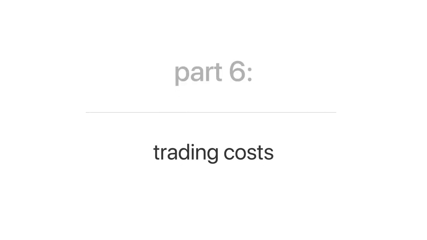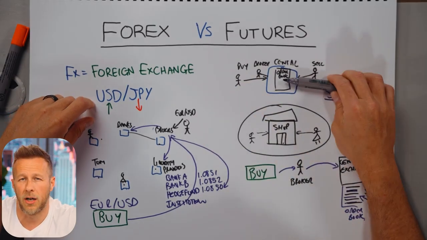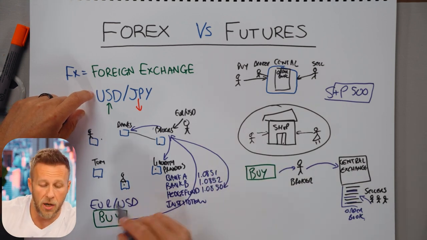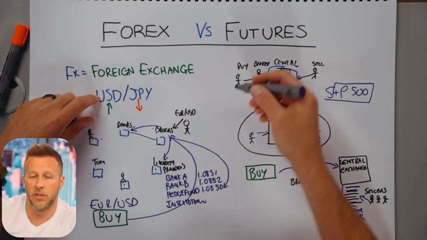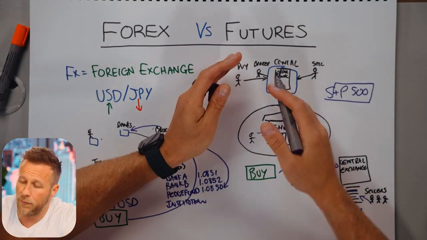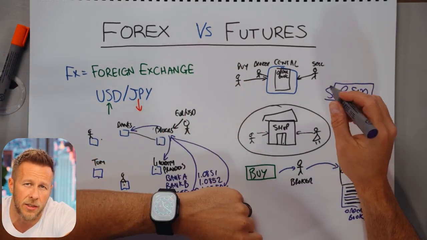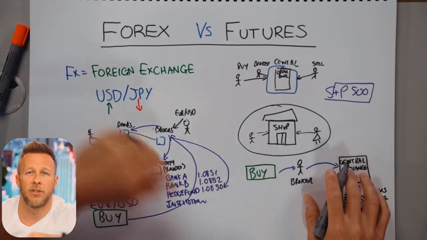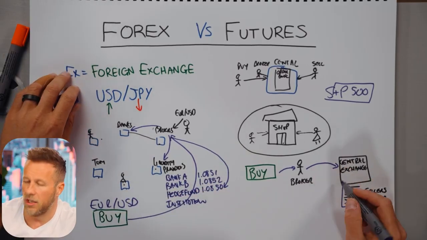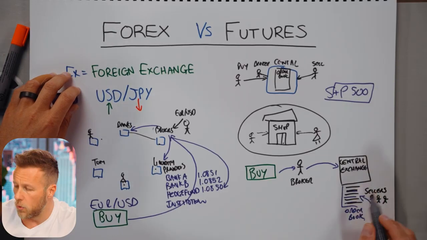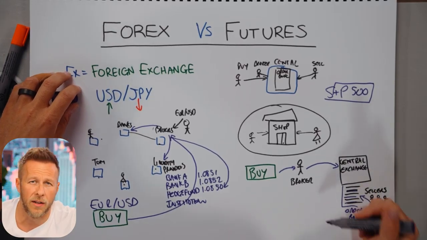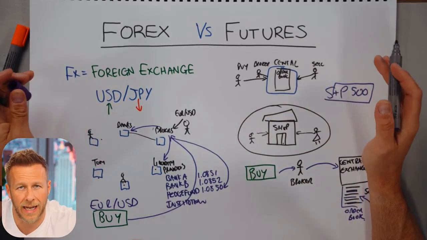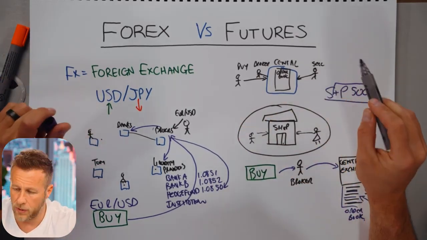Speaking of costs, trading costs differ between the two markets. Forex traders typically pay the spread, which is the difference between the buy price and the sell price. Some brokers also charge commissions. In the futures market, traders usually pay a commission per contract plus exchange fees. Spreads are often extremely tight because pricing is centralized through the exchange. The overall cost difference depends on the broker, the contract size, and the trading style. Active day traders often analyze these costs carefully when choosing a market.